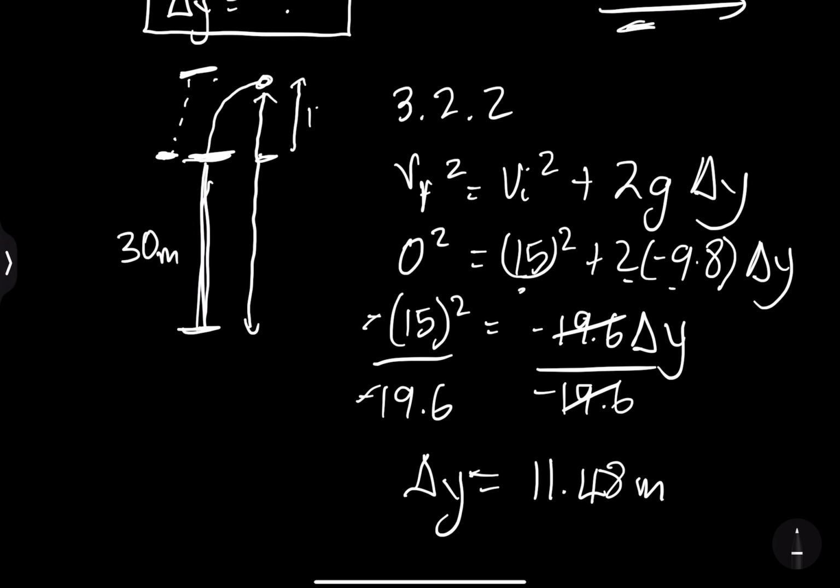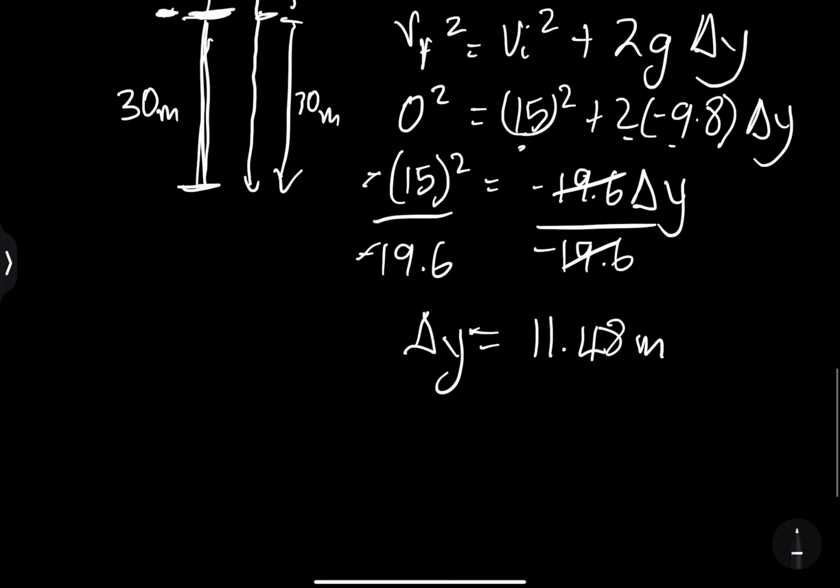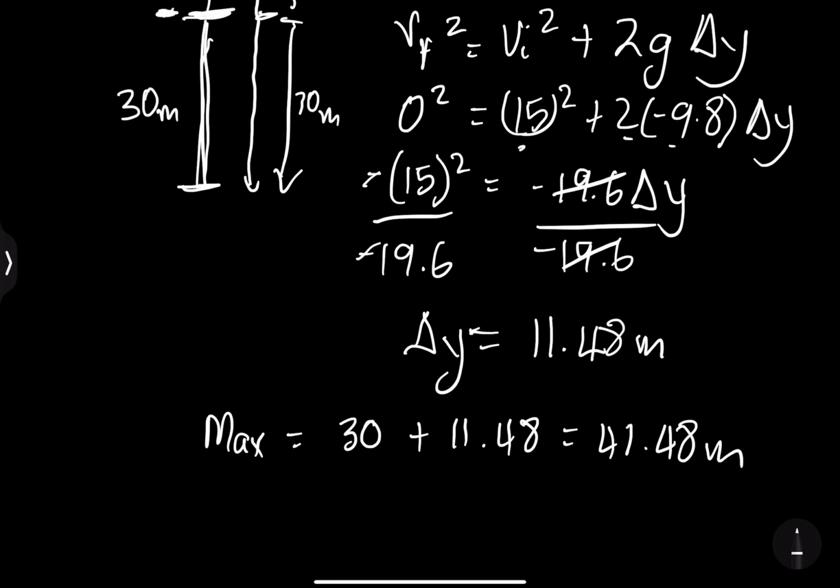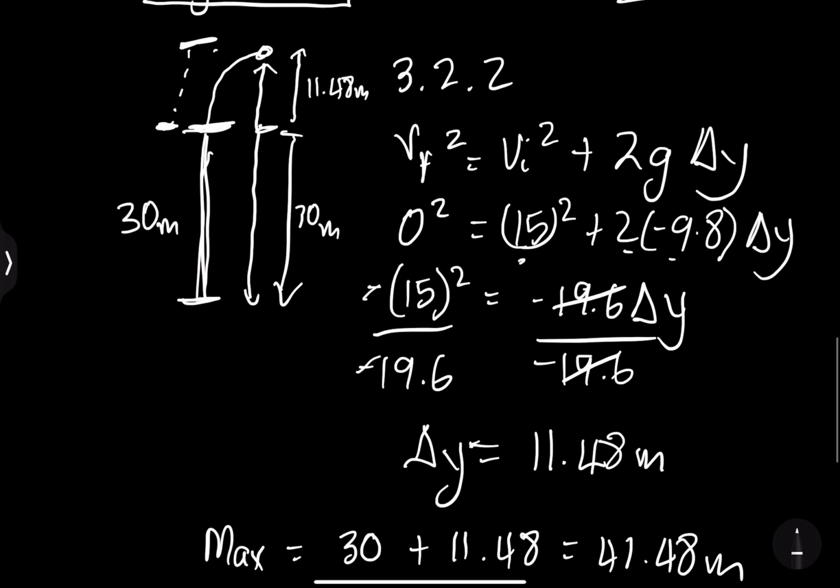Now, please keep in mind, it means that the distance from here till there was 11.48 meters. But remember, it was 30 meters above. So in this case, we are simply going to add that to get the maximum height. So the maximum height would be 30 plus that 11.48, and in this case, it would be 41.48 meters.